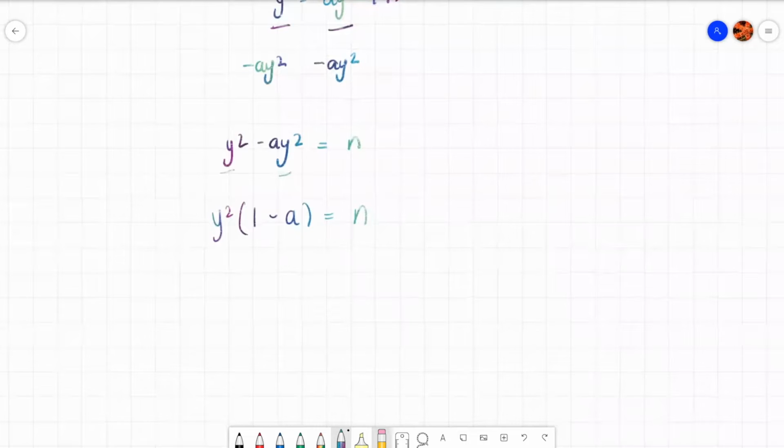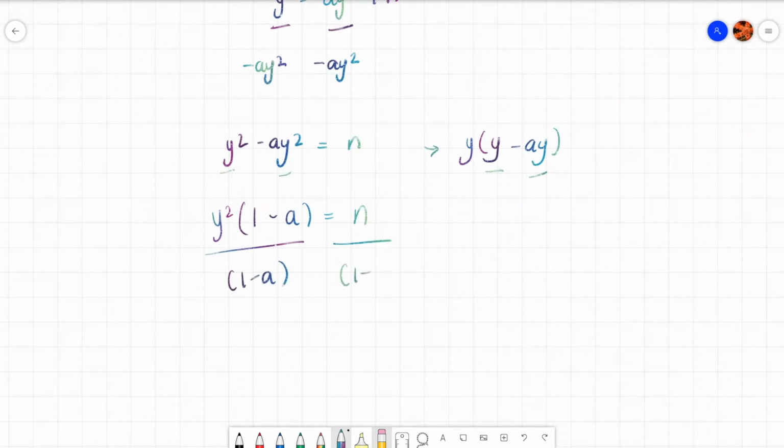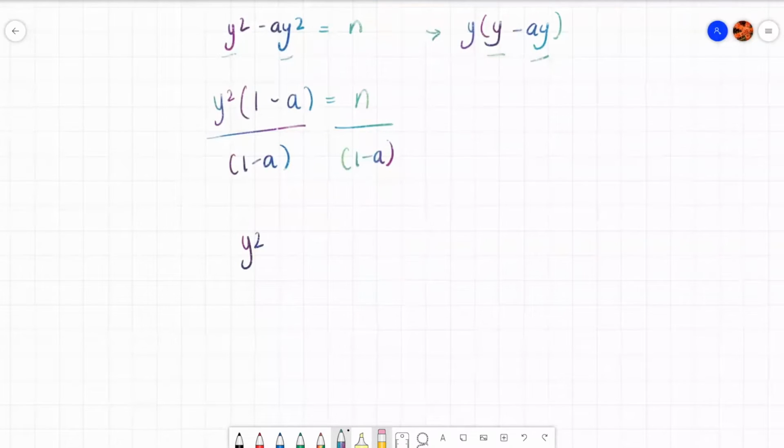I couldn't choose just to take out a y, because if I did that, I'm going to have y minus a y in the bracket. Can you see there's still y's there? So you need to take out the maximum number of y's. Let's get rid of the bracket by dividing, because a bracket in maths means times. Okay, so I'm left with y squared, that cancels, equals n over 1 minus a.